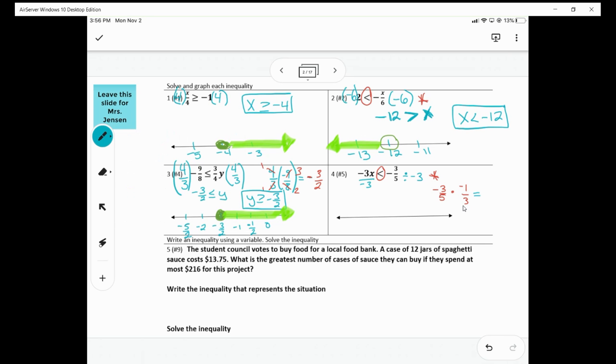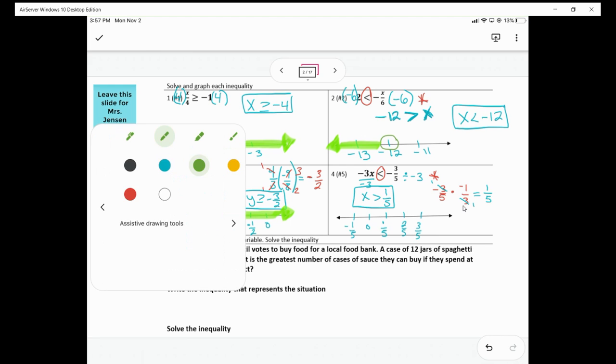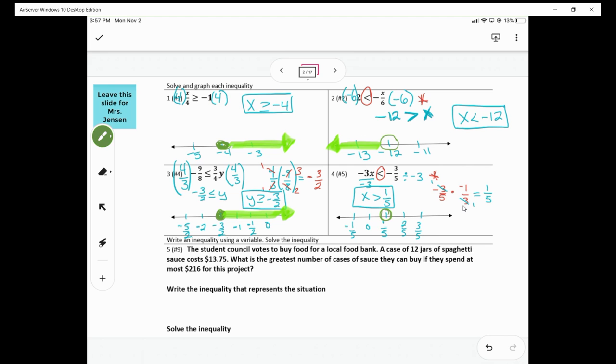A negative times a negative is a positive. 3/3 is 1/1. So we get 1/5 as a solution. So now remember, we have to flip the inequality symbol. So we get x is greater than 1/5. Again, you can use -1, 0, and 1 and estimate where 1/5 is, or you can increase by 1/5. Positive 1/5 is not included, so it would be an open circle shaded to the right.